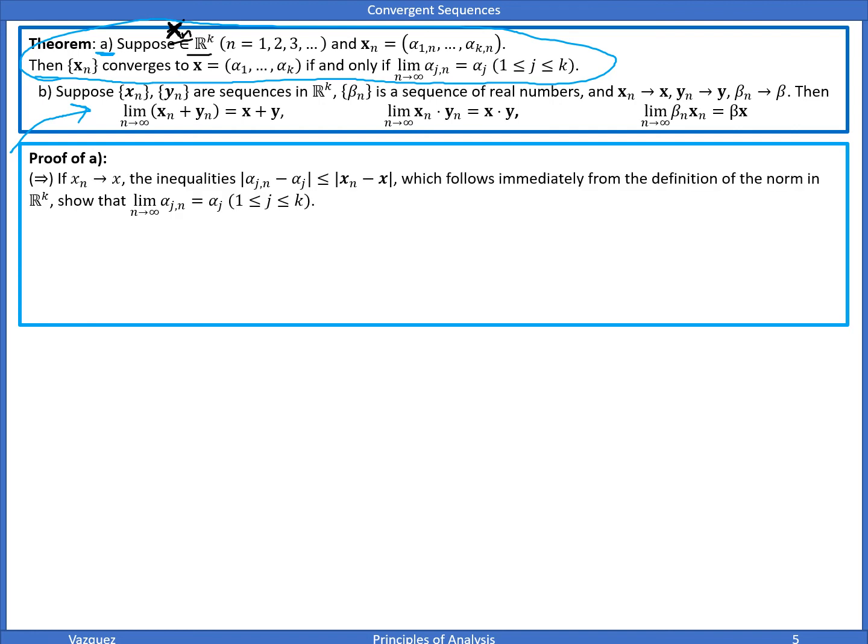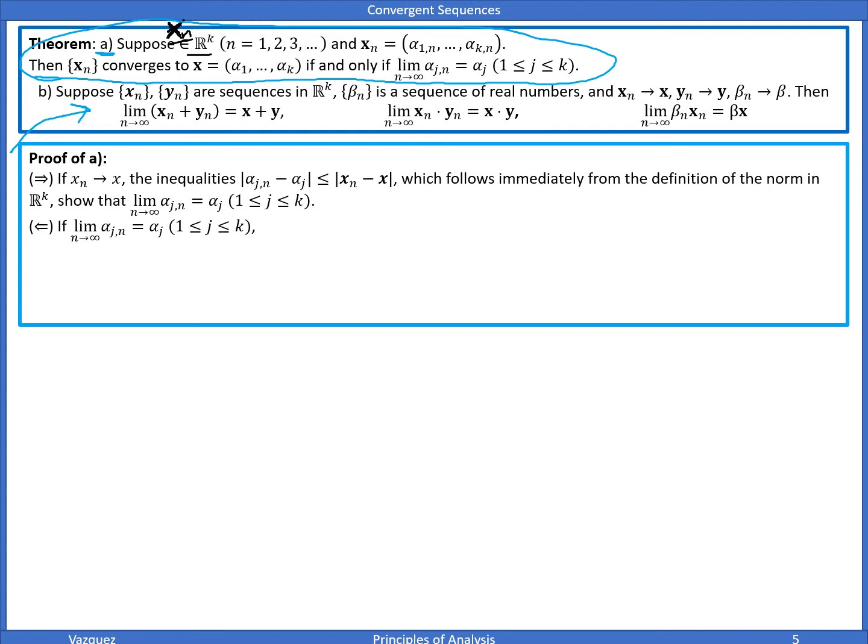If x_n converges to x, well then the inequalities here, which just follow from the definition of a norm, show that indeed this converges to a sub j. If you don't remember the norm, we went over that definition in the first chapter. So that's one direction. It's really simple. You just need to know the definition of a norm. But now we can show the other direction.